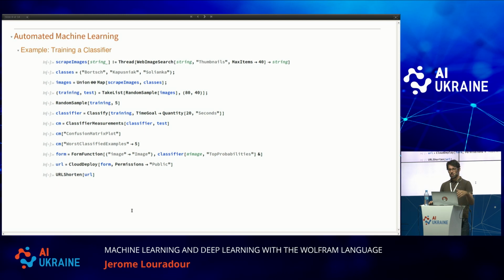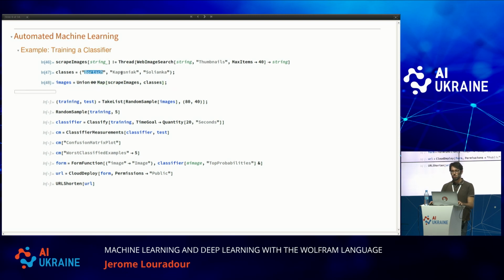Okay, so now through this slide, I'm going to demo how to train a machine learning classification task, from gathering the data to deployment. Here I define a function to scrape the internet given a string that is a search. And I decided to build a problem with 3 classes, which are kinds of soup. So I'm going to classify images of soup.